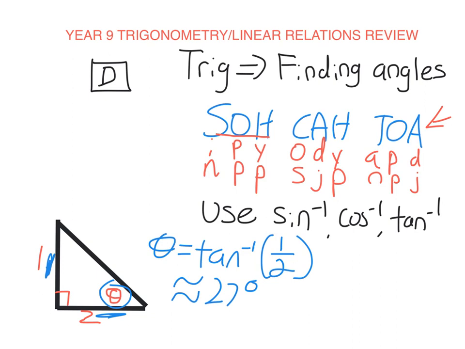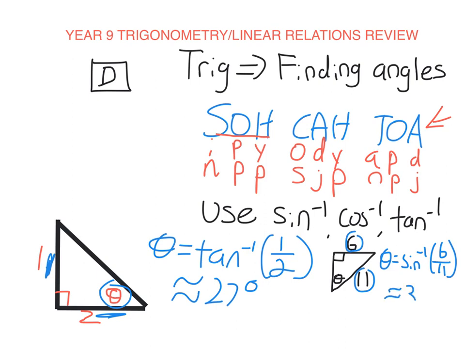So let's say I have this new triangle here and I want to find the angle theta. I've got the opposite and the hypotenuse. So of course I have to use sine, and I use sine inverse because I'm finding an angle. So in this second triangle, theta would be sine inverse of opposite over hypotenuse. Make sure you get them the right way round, because if you did sine inverse of 11 over 6, your calculator gives you an error. If you do that right, you get an answer of about 33.1. This time I've rounded it to 1 decimal place.